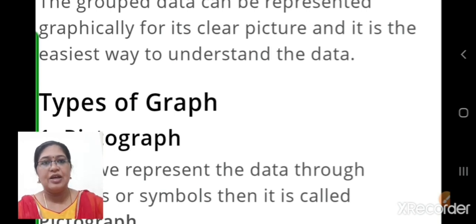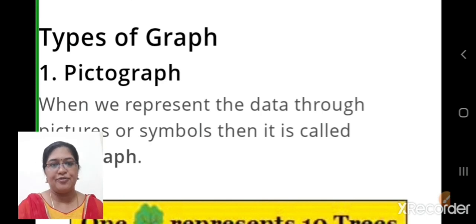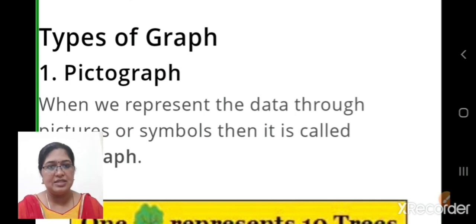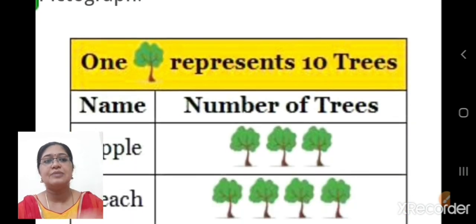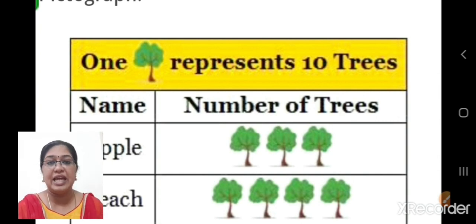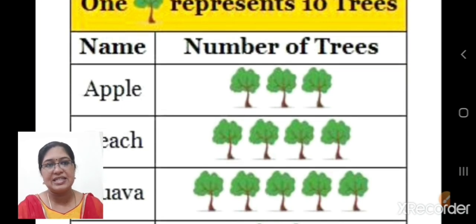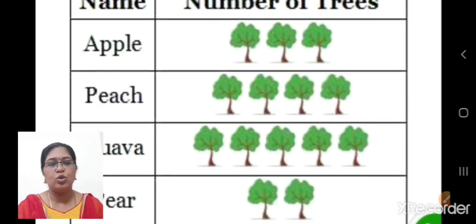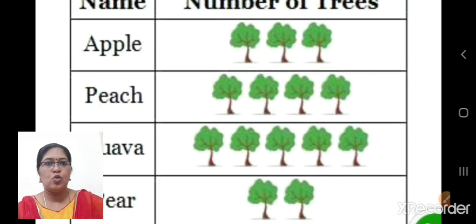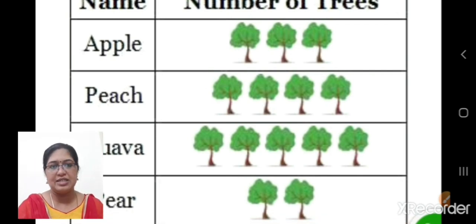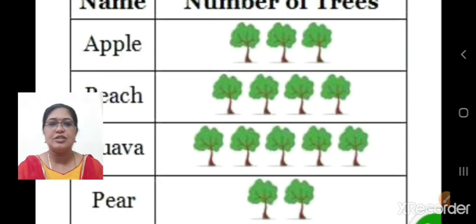Now, type of graph: pictograph. Pictograph means we are representing the data in the form of pictures or symbols. Here the pictograph shows one tree's picture representing 10 trees. So, how many apple trees? 10, 10, 10, 30 apple trees are there. Peach, how many? 1, 2, 3, 4 trees means it is 40. Guava, it is 1, 2, 3, 4, 5 trees, so 50. And pear, it is 2 trees. Like this we can understand the data in an easy way.